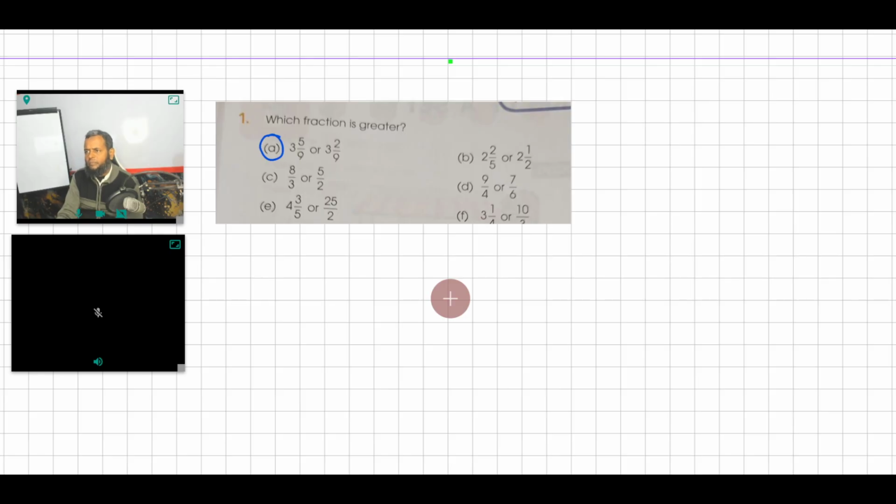3 and 5 over 9. Yes, 3 and 5 over 9 is greater because the 3 whole part is the same. 3 wholes and 5 over 9, 3 wholes and 2 over 9. So the whole part is the same, but the fractional part 5 over 9 is bigger. So this is the bigger fraction, okay?